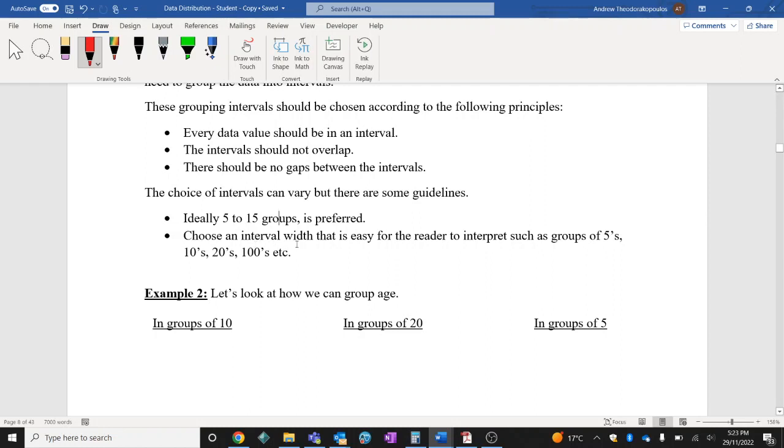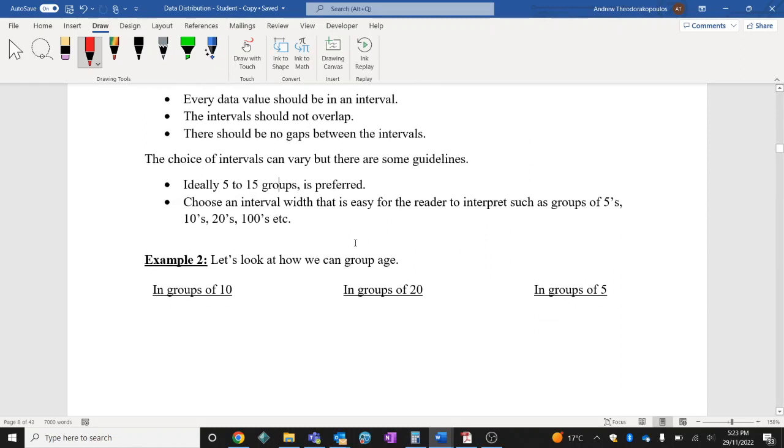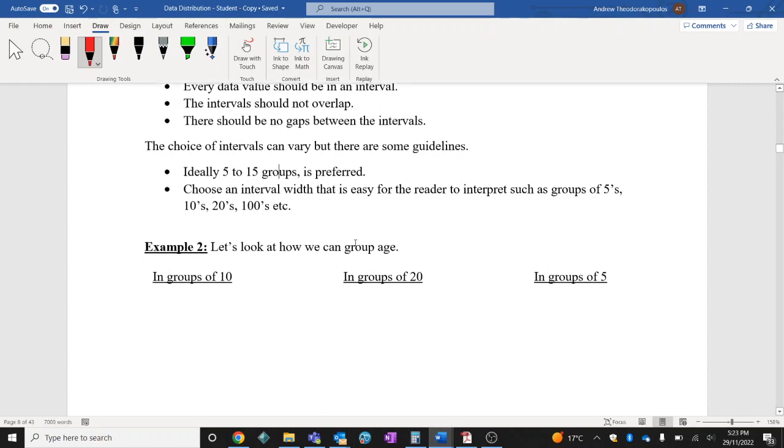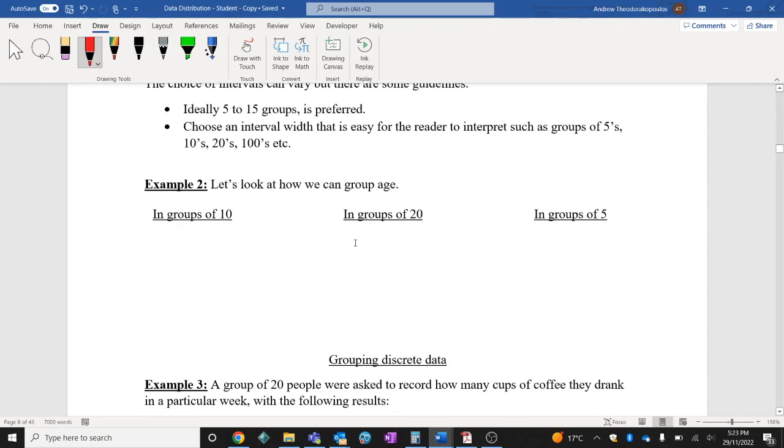And choose intervals with a width that's easy to interpret, such as groups of 5, groups of 10s, groups of 20s. So if we were to look at that age group, all the way from 0 to 120, we will make groups of 10. So the smallest age can be a 0. And you might think we're going to do 0 to 10, but no, because that is not groups of 10. We want to count 10 numbers, including the 0.